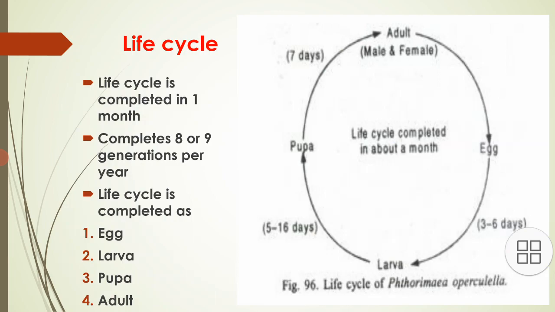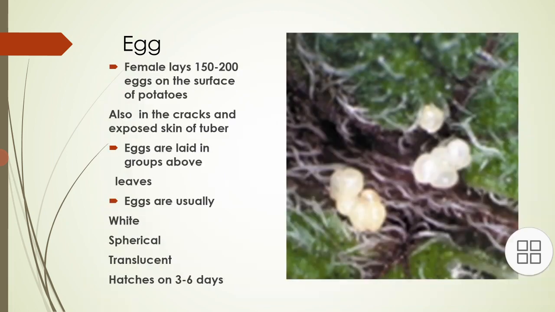Life cycle. Life cycle is completed in 1 month. It completes 8 or 9 generations per year. Life cycle is completed as egg, larva, pupa and adult.